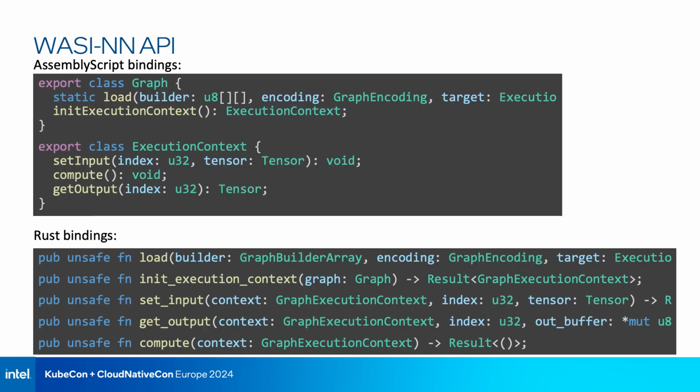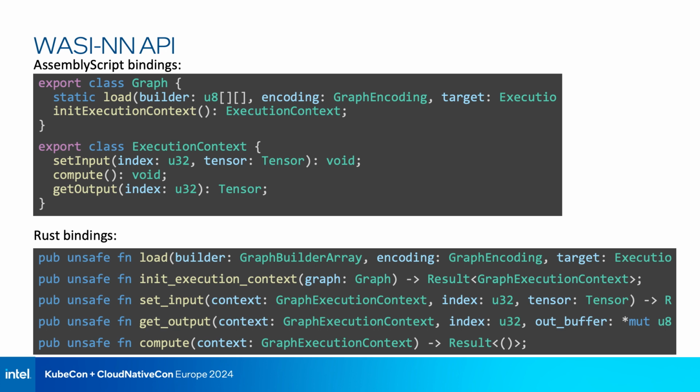The API for using WASI-NN is quite simple, targeting basic loading operations for the computational graph, also setting input and output for the graph and triggering the computations. Now I will give the microphone to my colleague Aaron, who has prepared an interesting demo for AI inference with WASI-NN.